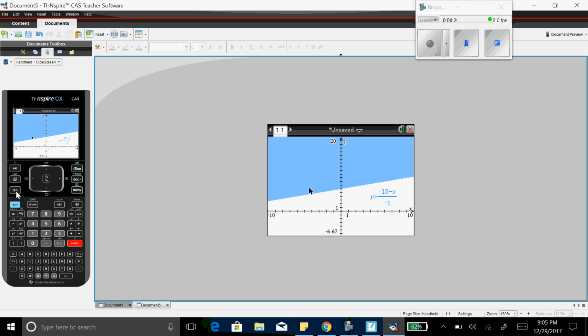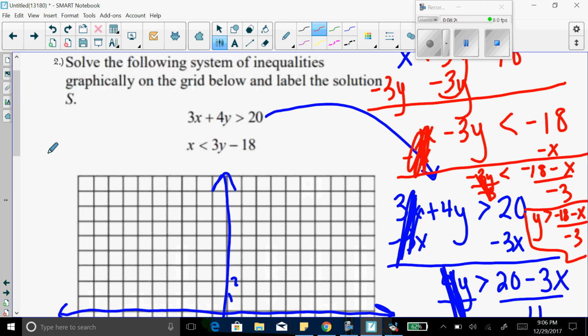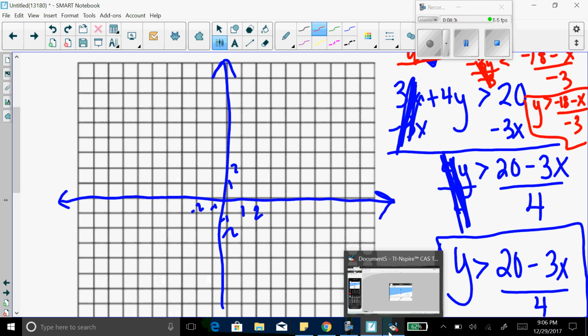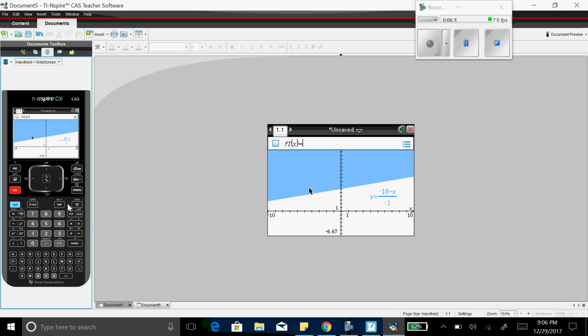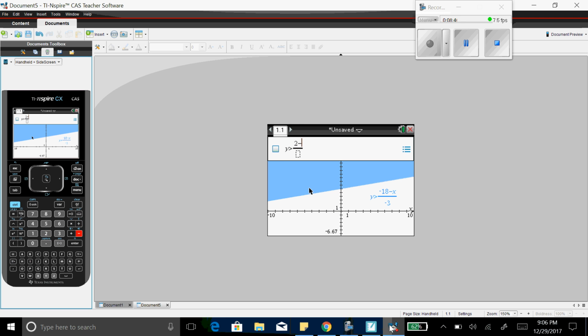Now in order to get another bar so I can graph again, hit tab, and now you're ready to put your other inequality in. So the other inequality was y is greater than 20 minus 3x over 4.